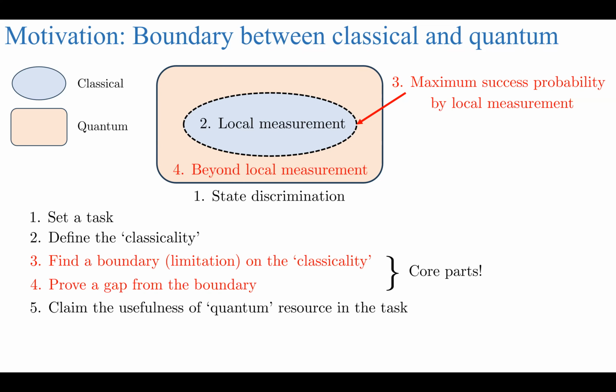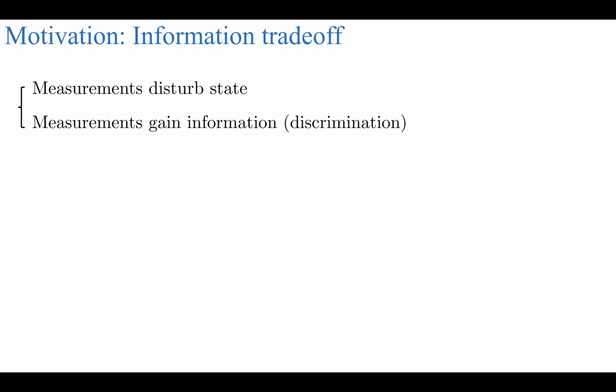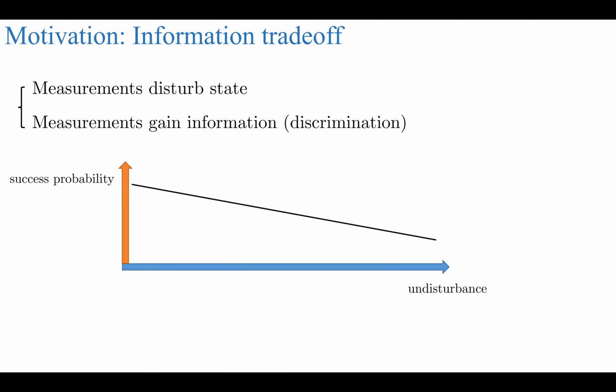So this is a very natural main motivation, but there is a more physical motivation here. It comes from the fact that a measurement can disturb the state. And at the same time, we need measurement to gain information for discrimination. So if we consider the disturbance and the success probability of local discrimination, then we can expect a kind of trade-off relation between those two.